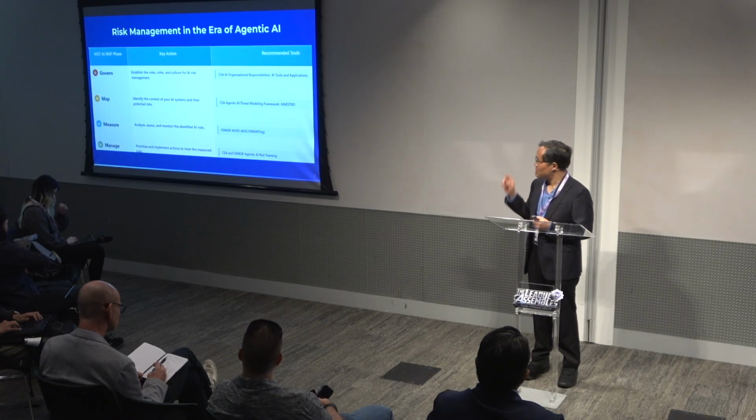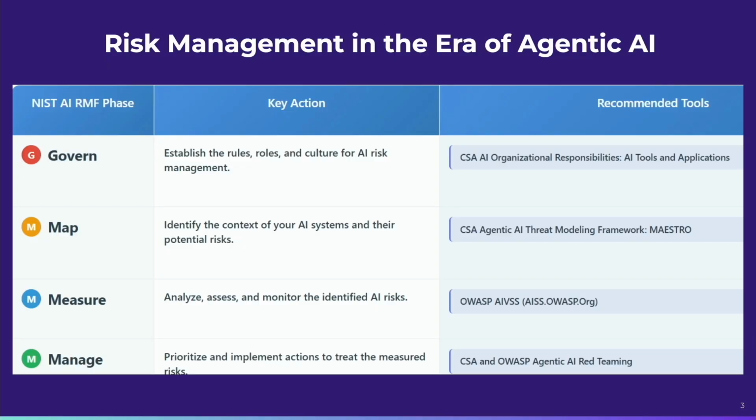Then for map, I will go a little deeper. We have the MAESTRO framework, currently adopted by the Cloud Security Alliance as an official framework. It does threat modeling. A threat modeling tool with a major market share has actually adopted our framework for AI vulnerabilities. And then we have the AIVSS project.